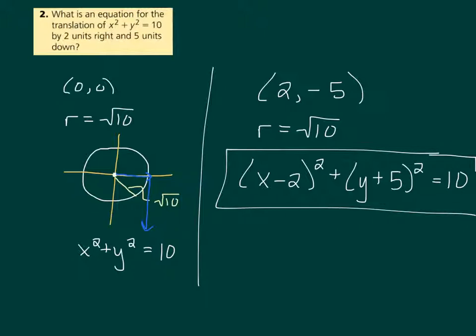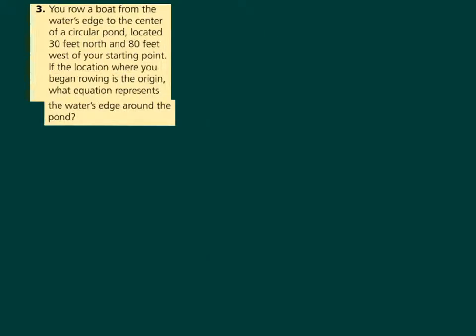I'm confused as to how you... Word problem. So step 1 of a word problem is to read the problem. You row a boat from the water's edge to the center of a circular pond located 30 feet north and 80 feet west of your starting point. If the location where you began rowing is the origin, what equation represents the water's edge around the pond?